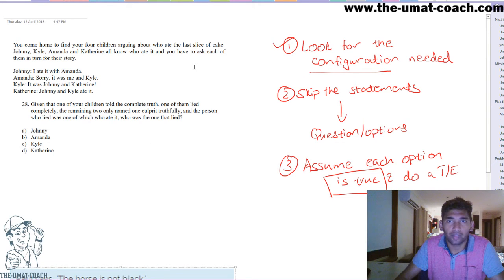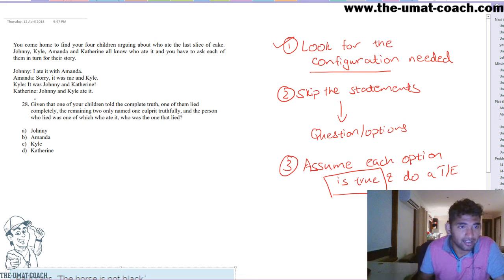Hello everyone, today I'll be showing you how to do true-false questions, figuring out who's telling the truth and who's lying. These kinds of questions always follow the same layout, in the sense that they always state the configuration you need. I'll tell you what that means in a second. If you haven't read this question, I urge you to pause the video, have a read, try this question on your own, and then watch the video again.